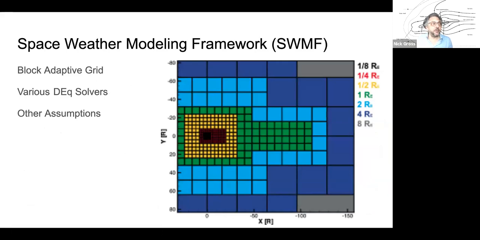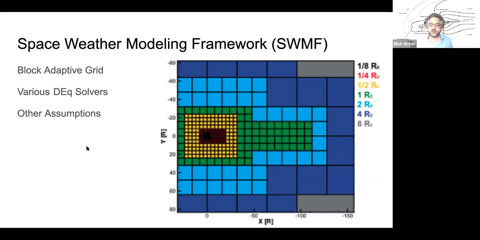The model that we're primarily going to be working with is the Space Weather Modeling Framework. It uses a block adaptive grid so that as the simulation runs and it sees that more detail is needed in a particular area, like at the bow shock, where you're getting sharp changes in the plasma parameters, it'll put more blocks in there and add more detail. You can see in this example image that as you approach the inner boundary at Earth, it's putting finer and finer grid points in there to get finer detail on the simulation.